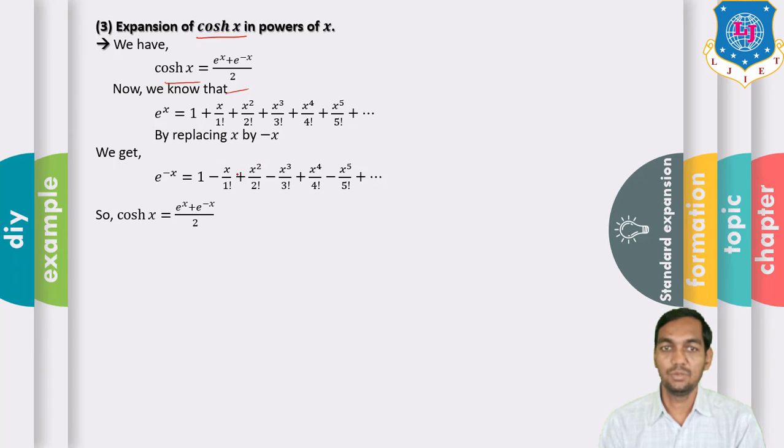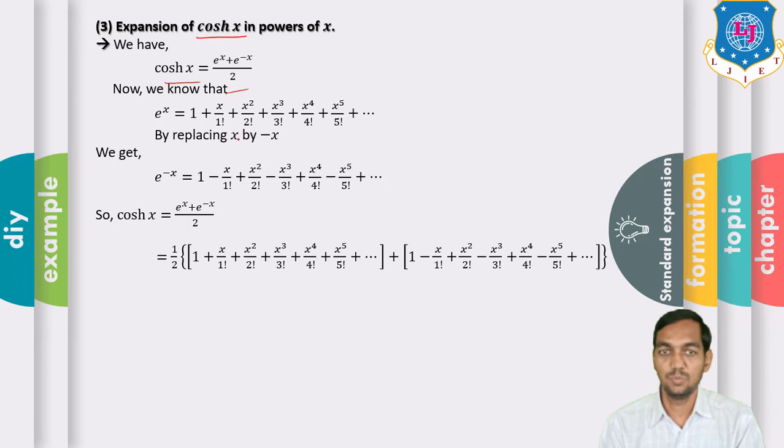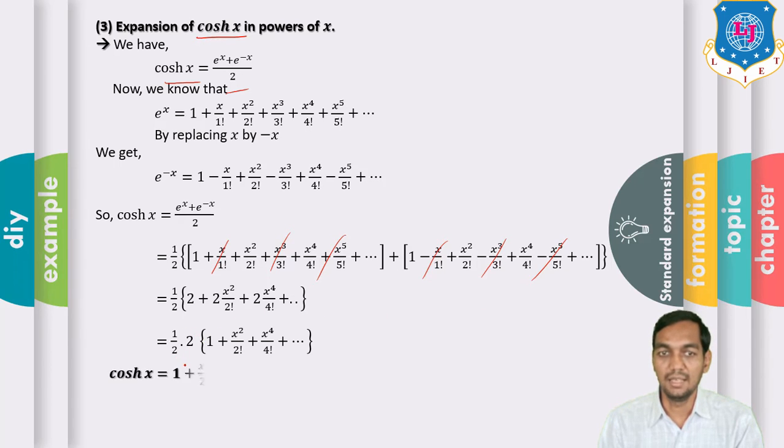Correct? And we are going to add these and divide by 2. So cos hyperbolic x has a series: this plus this divided by 2. Now adding these two, x by 1 factorial cancels out, x cube by 3 factorial cancels out, x raised to 5 by 5 factorial cancels out. So all odd power terms will be cancelled, and that will give you 1 by 2 into 2 plus 2x square by 2 factorial plus 2x raised to 4 by 4 factorial and so on. 2 is common, so cancel it, and that will give you the series of cos hyperbolic x equal to 1 plus x square by 2 factorial plus x raised to 4 by 4 factorial and so on.